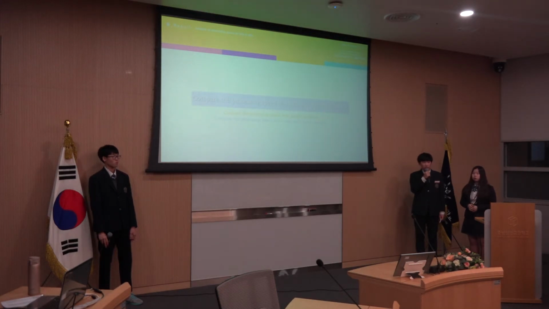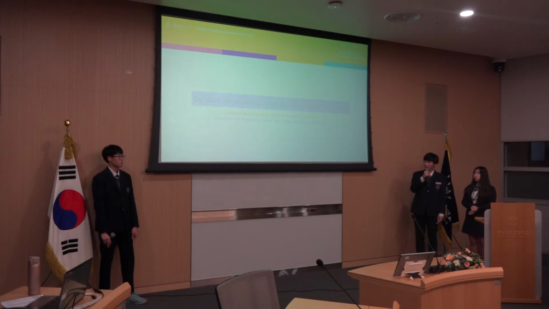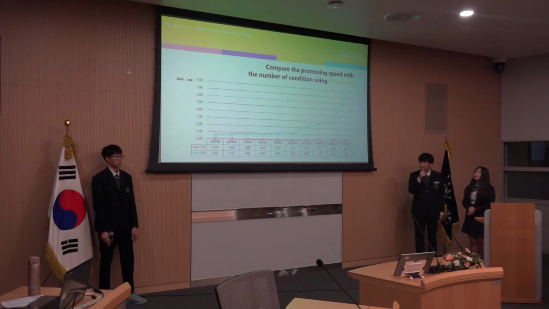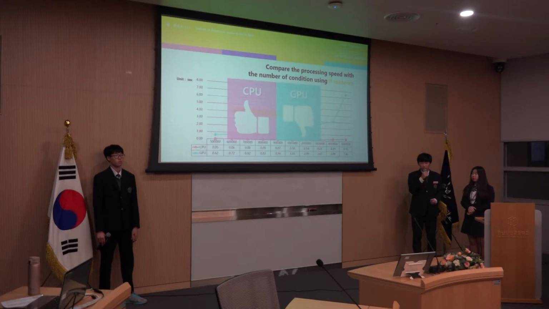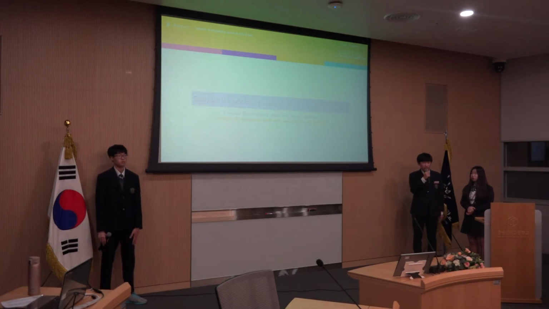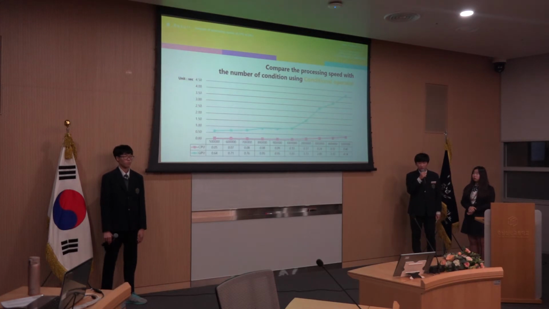Our second experiment is about conditional sentence. In this experiment, unlike the result of repetition sentence, CPU was better than GPU. Here is the result of the if sentence. As you can see, CPU's performance is better than GPU. Next is the conditional operator. Like the if sentence, CPU was better than GPU.